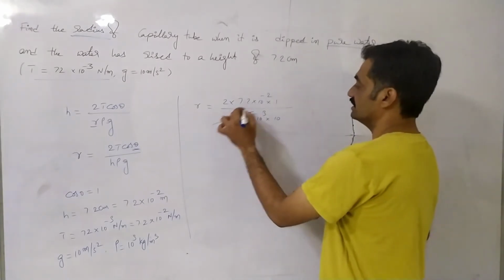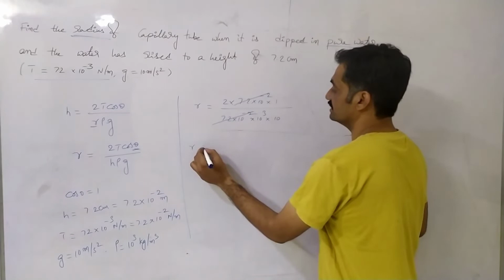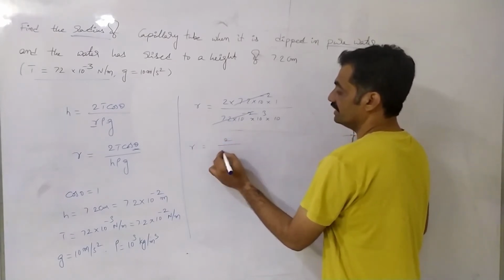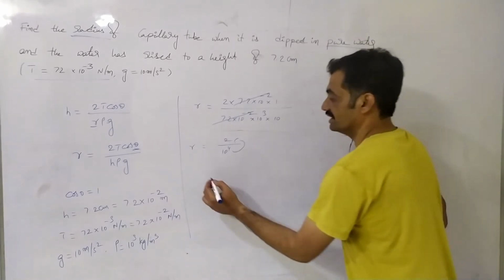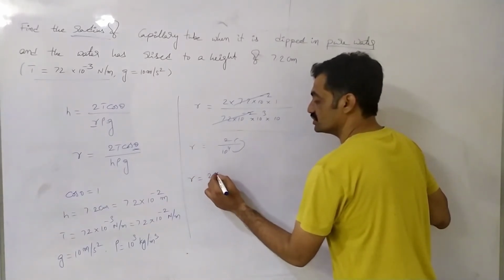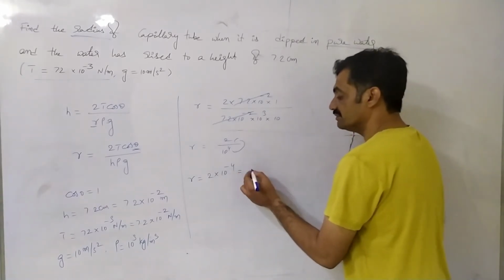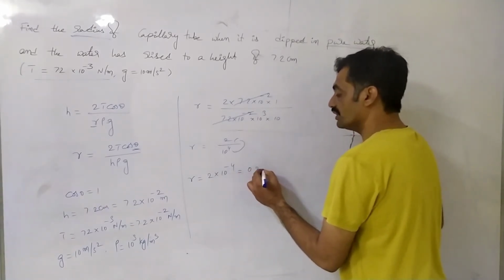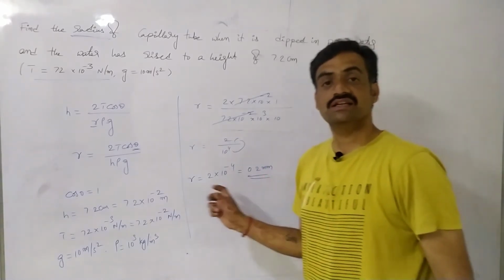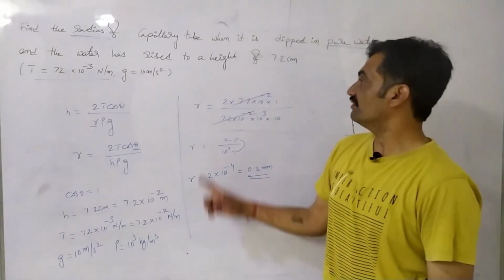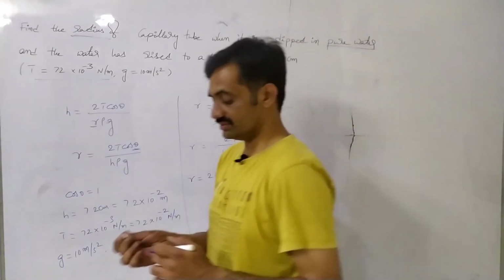Observe that 7.2 into 10 to the power of minus 2 gets cancelled. So r is equal to 2 by 10 to the power of 4. When we bring this 10 to the power of 4 to the numerator, then r can be represented as 2 into 10 to the power of minus 4 meters, or we can also represent it as 0.2 millimeters. So this represents the radius of the capillary tube when it is dipped in pure water. Take a screenshot. We will continue.